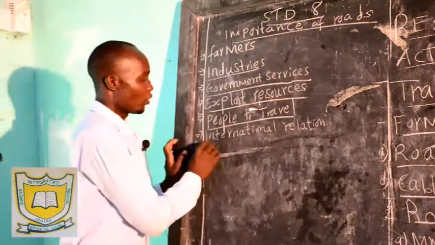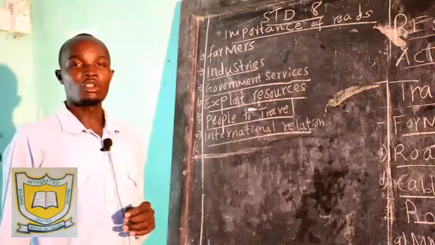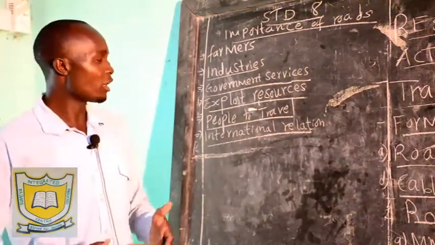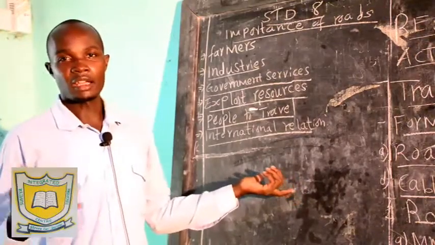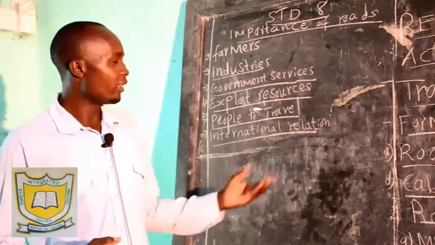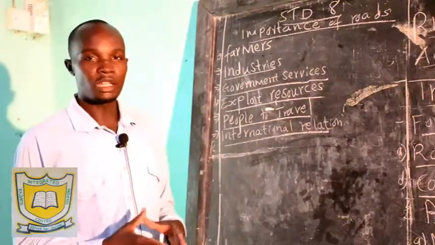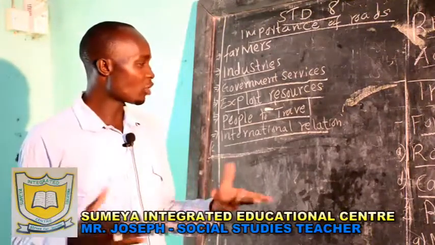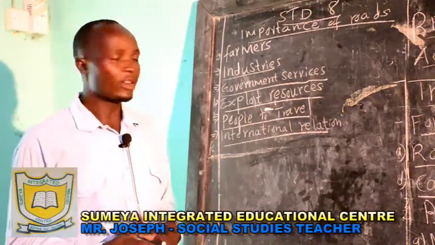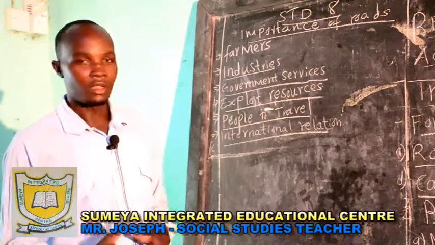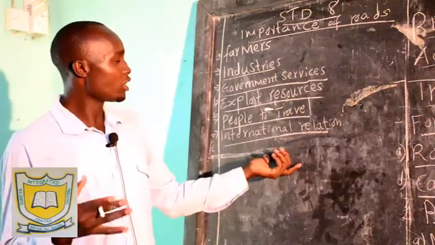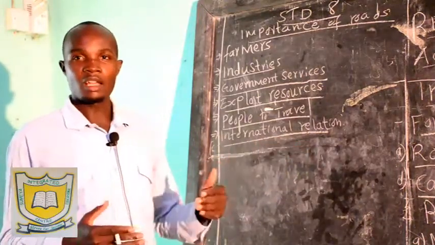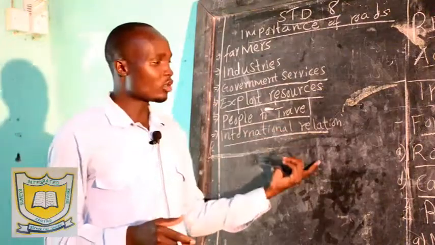Then lastly, good roads also promote what we call good international relationship. When you talk about international relationship, we are looking at how our country, Kenya, relates with other countries across the continent of Africa, then across the world. Because we have major roads connecting all the way from South Africa, from Kenya to Lagos, Nigeria, and Cairo in Egypt, like the Trans-African Highway. We have also the Great North Road. So through these road connections, we can see that we have a good relationship between Kenya and the other countries. So that's all about the roads.